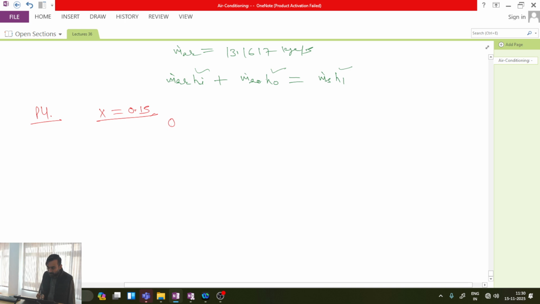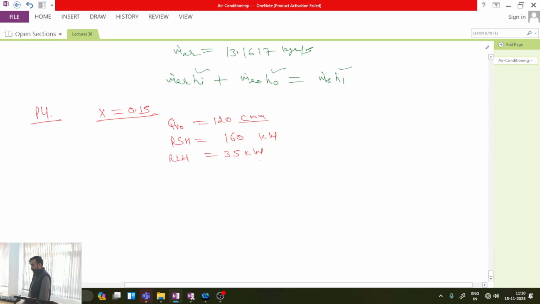What does it mean? QV naught is 120 cmm. RSH and RLH are 160 kilowatt and 35 kilowatt. Now we need to determine ESHF, ADP. What is ESHF?